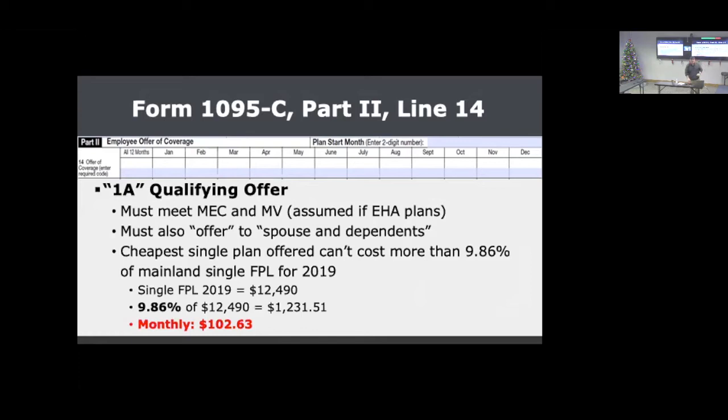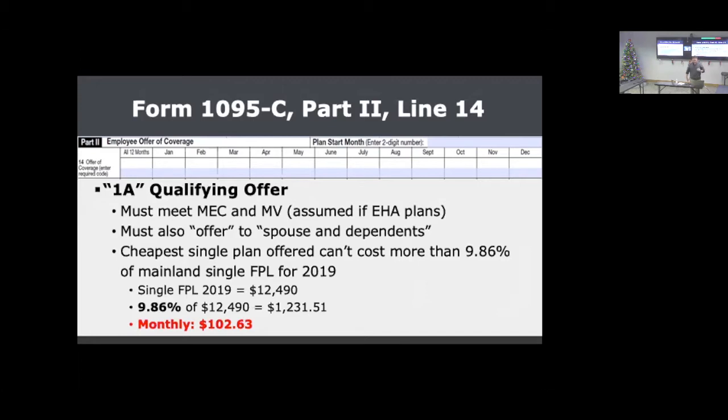Example, we offer our paras full single insurance. How much do they have to pay on the 1095-C form? 0, right? You get to use the 1A offer code because compared to 9.86% of the single federal poverty line number, they have to pay $0. Bobby, we ask our paras to pay $100 a month toward the cost of insurance. What offer code are you using? 1A, because they still have to pay less than 9.86% of the single federal poverty line.